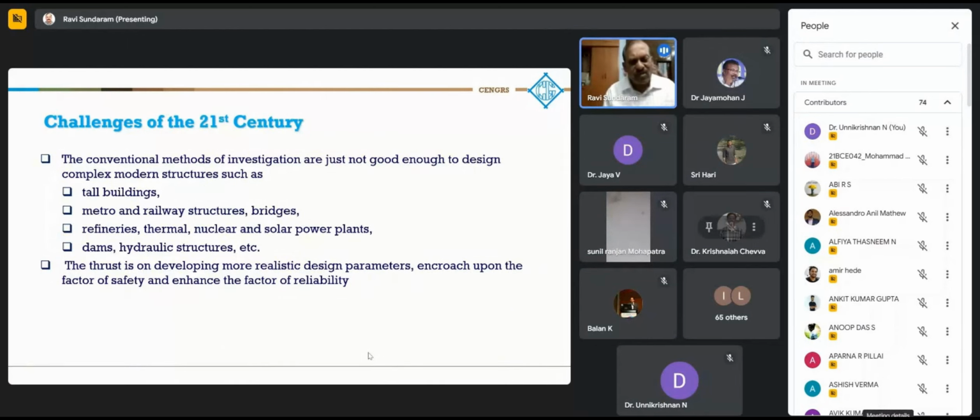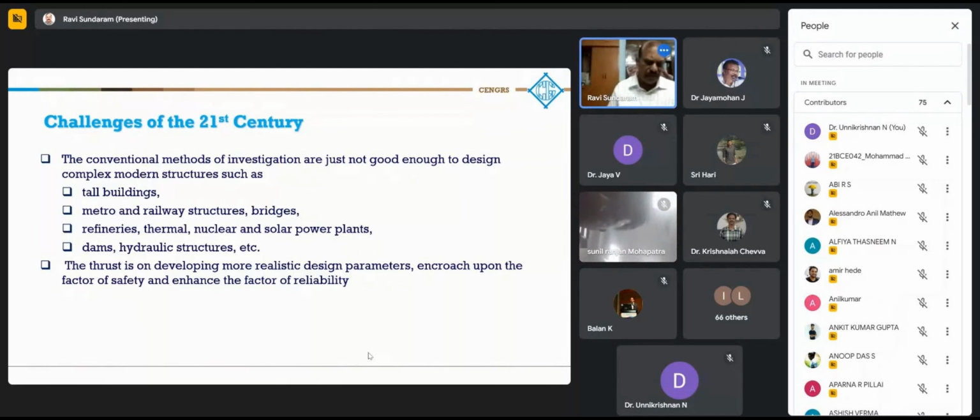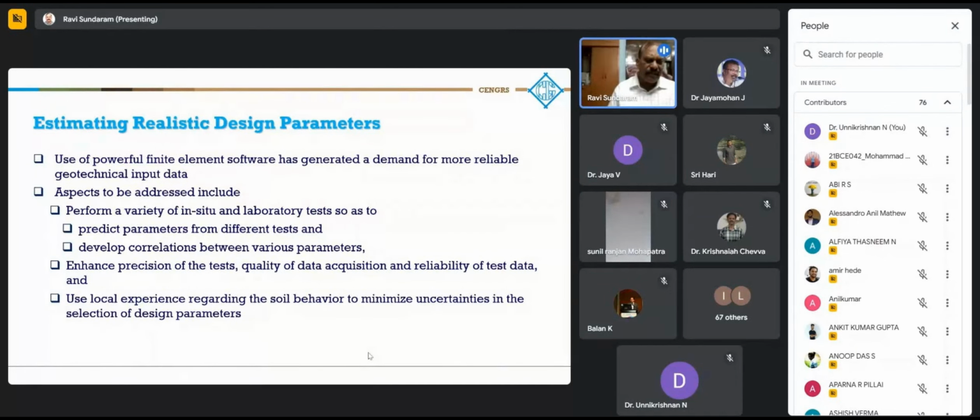So the thrust today is on developing more realistic design parameters, to encroach on the factor of safety. A conventional factor of safety of 2.5 or 3 is just not enough. But you want to enhance the factor of reliability. So if you can be more confident of your design, obviously you can push down the factor of safety. So to be able to estimate realistic design parameters, today because very powerful finite element softwares are being used, the input has to be more reliable. Because as you know, garbage in, garbage out. So if the quality of the input data is poor, obviously the output is not going to be that great.